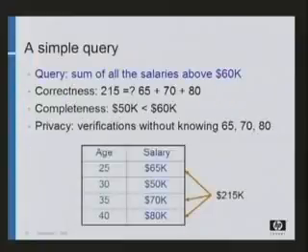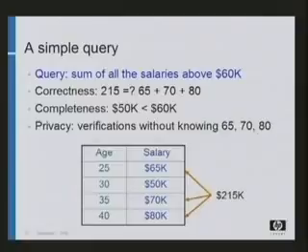So here is a simple example of what kind of query that we consider. Suppose you have a two-attribute database table, age and salary. The query is sum all the salaries that are above 60K. So the first, third, and the last record are selected, and then the sum is computed. Now, by correctness, we mean whether the sum 215 is correctly computed.